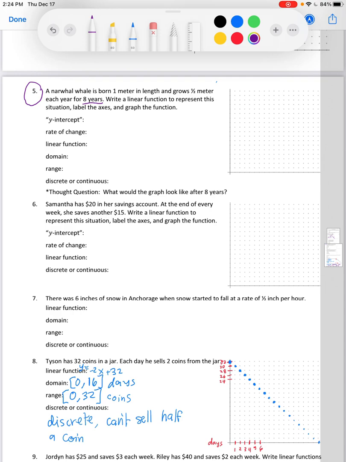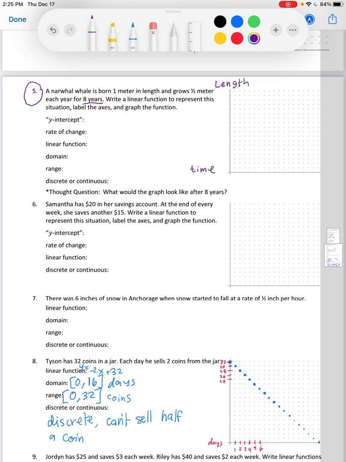So first things first, let's just figure out what's happening. We have a whale that's born 1 meter long. In 1 year, the whale will be 1.5 meters long because it grows 1/2 meter each year. In 2 years, it would be 2 meters long, and so on and so forth. So let's go ahead and just plot those points now that we've kind of got them. We'll label the x-axis to be time, because it generally is, and the y-axis to be the length.